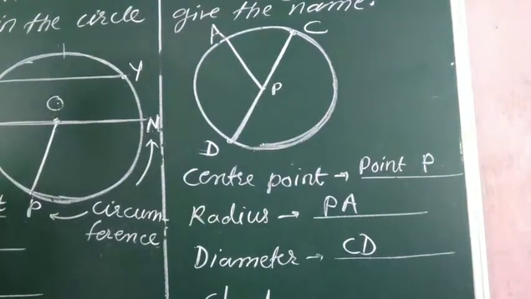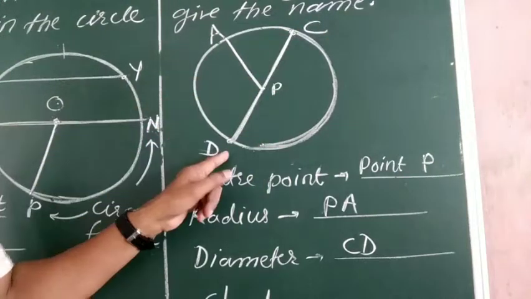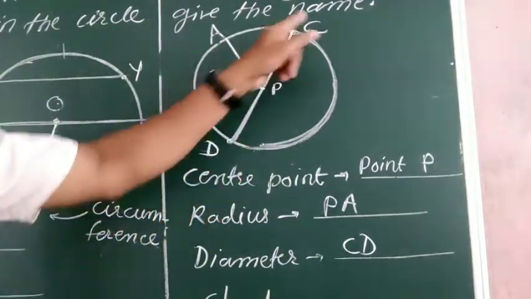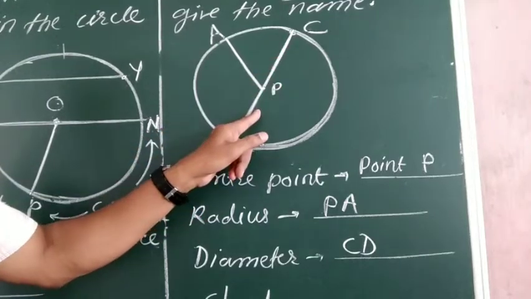So what is this? It is CD. CD is what? A line segment. You join these 2 points and pass through the center point.